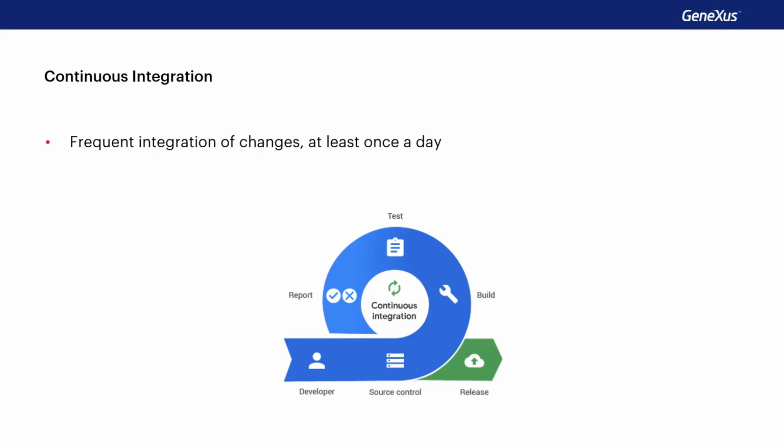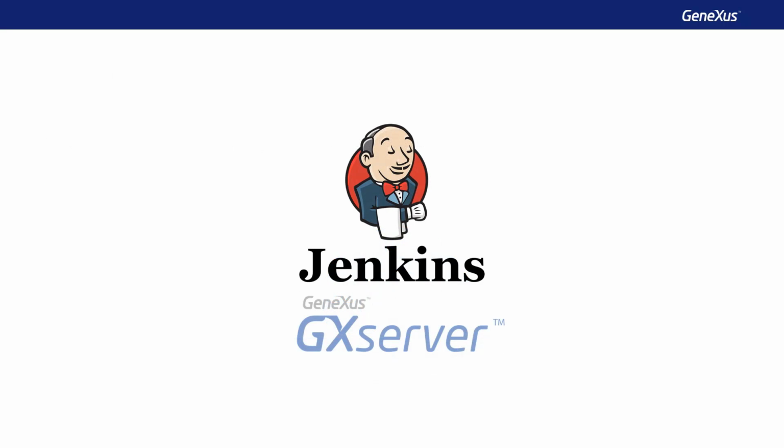After the integration is produced, the app must be set up and tested automatically to detect integration errors as soon as possible. Automatic testing is also useful to make sure that nothing already in function has stopped functioning, known as regression testing. To this end, we'll be using GeneXus Server along with Jenkins, a continuous integration engine. This tool will implement the whole process.